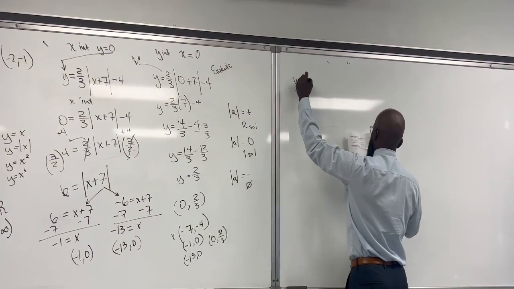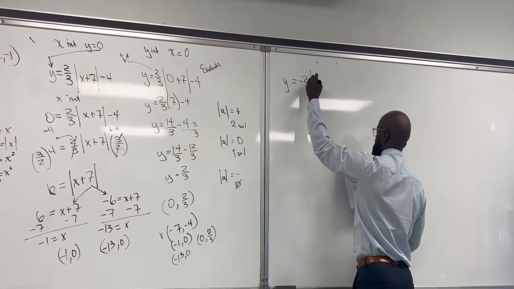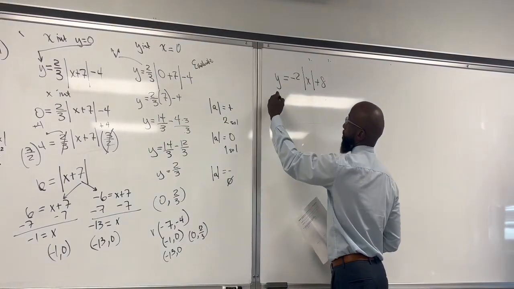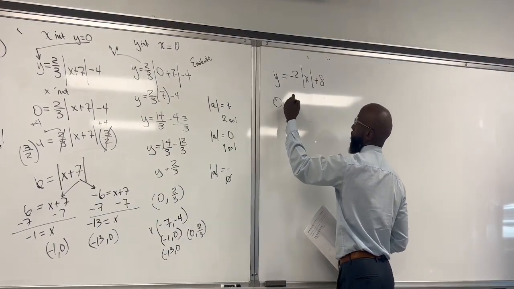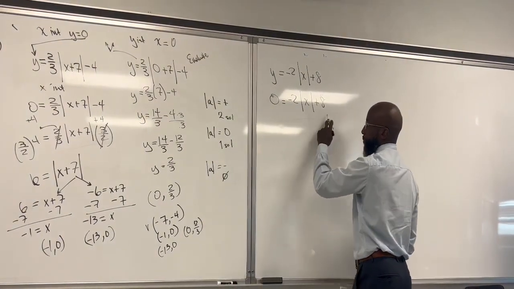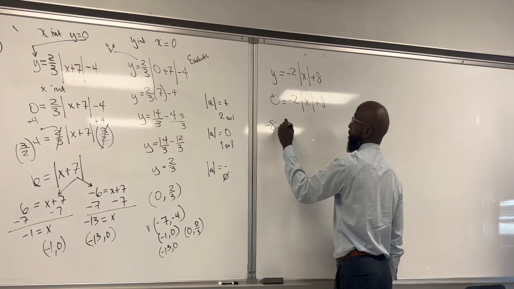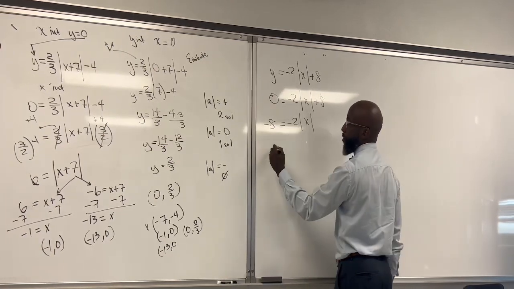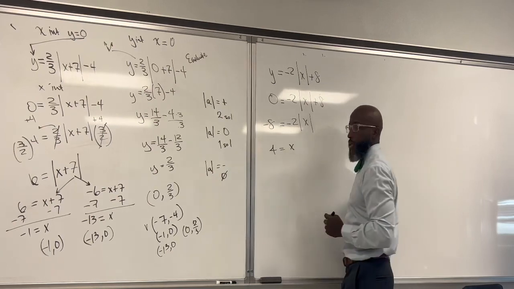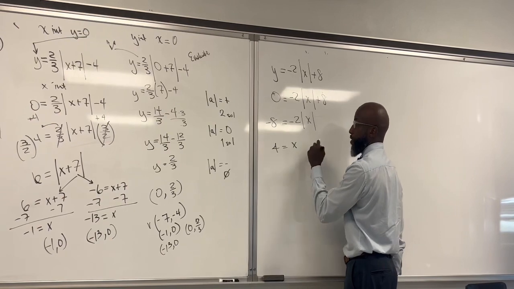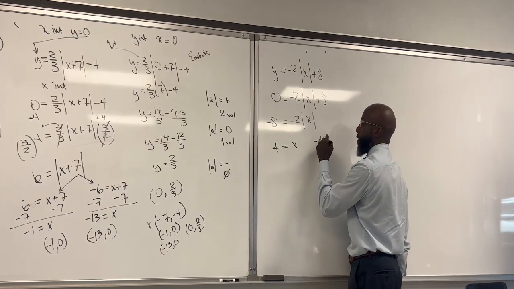Let's go fast. y equals negative 2 times the absolute value of x plus 8. All right? The y-intercept is going to be 0. So you got 0 equals negative 2 times the absolute value of x plus 8. Subtract 8 from both sides, and we're going to get negative 8 equals negative 2 times the absolute value of x. Divide by negative 2. We're going to get 4 equals the absolute value of x. So, again, it equals a positive, so 4 equals x, and negative 4 equals x.